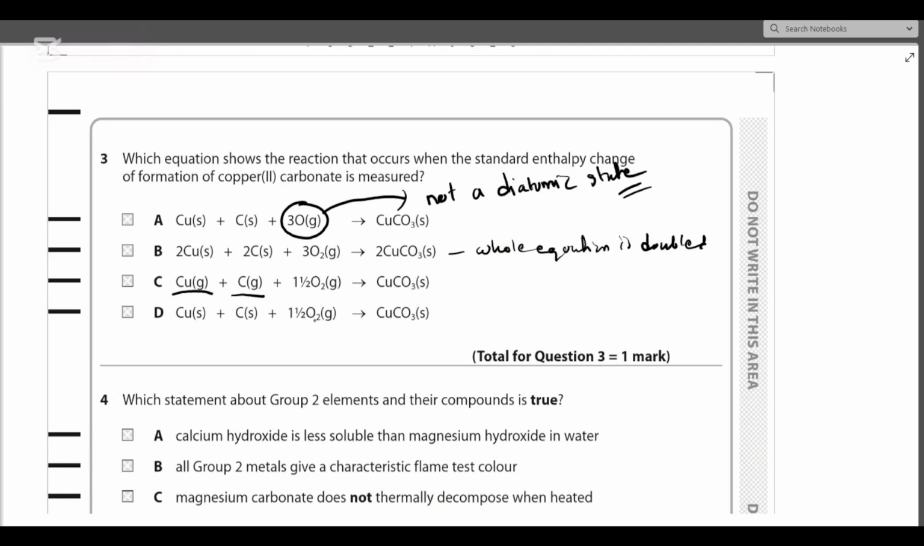So the only option that we're left with is option D. Option D is the correct answer, and it actually makes sense. You can clearly see that all of them are at their standard states while 1 mole of solid copper carbonate is produced.